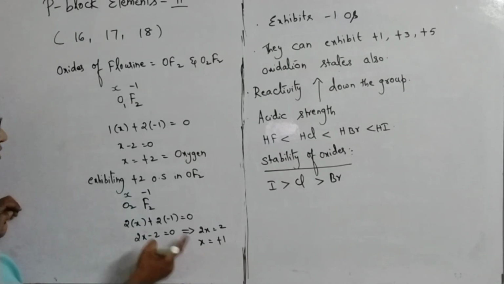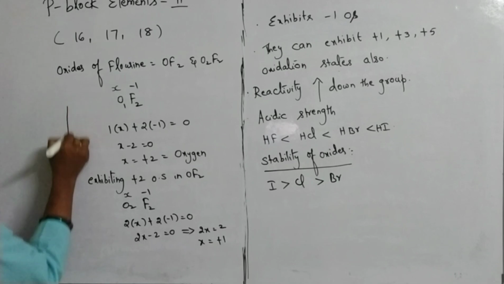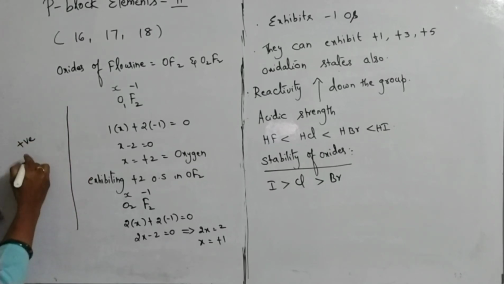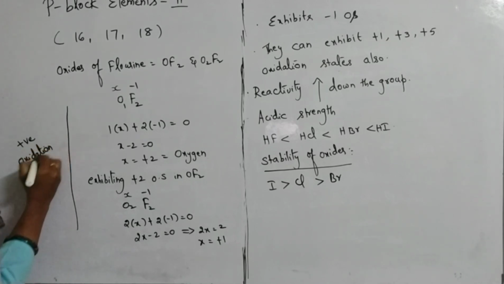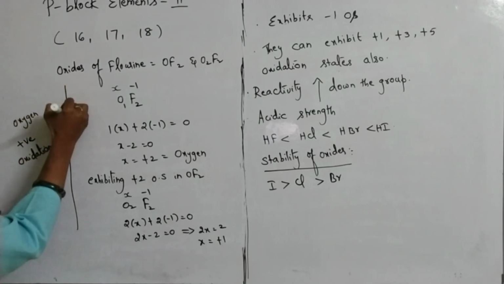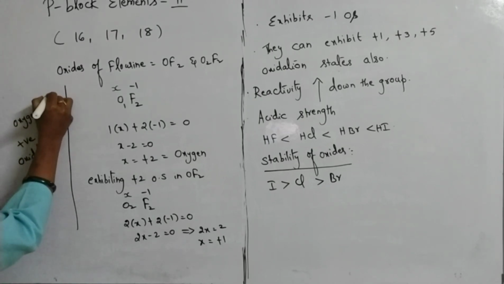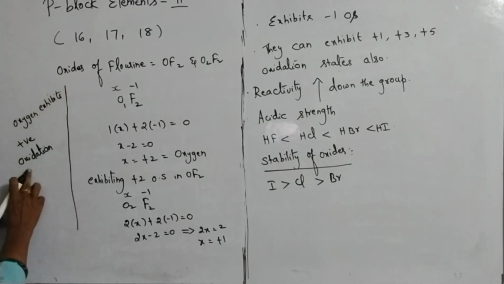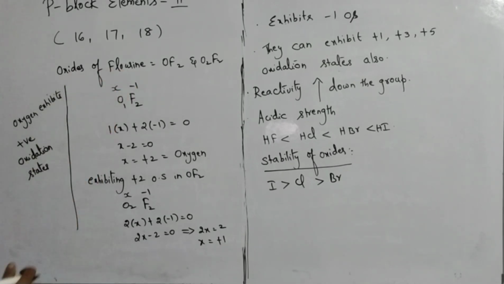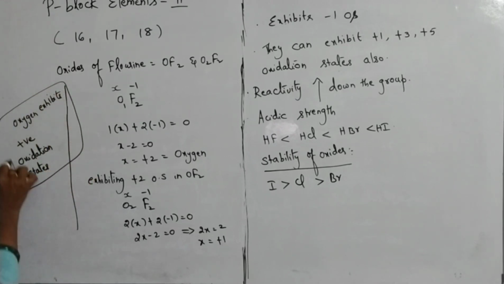Okay, so oxygen exhibits positive oxidation states. Write this point. Oxygen exhibits positive oxidation states in oxides of fluorine, in OF2 and O2F2. This is a very important point you will be getting.